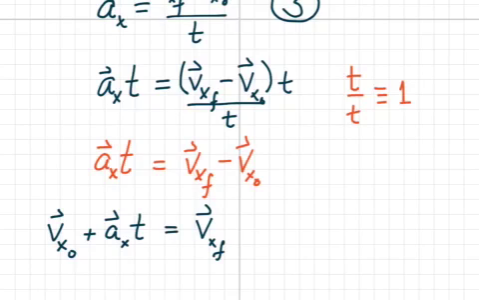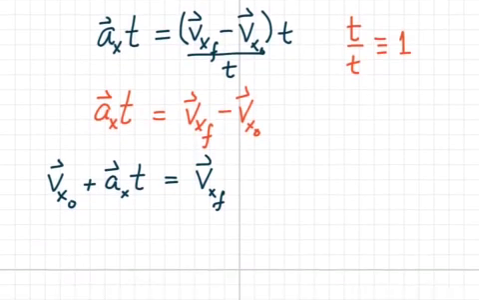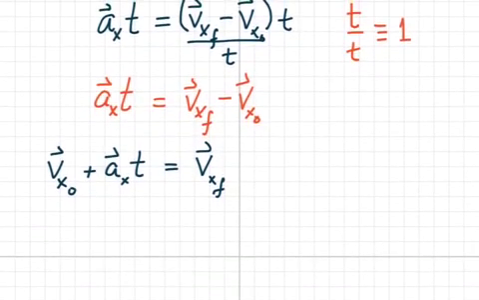So we'll end up calling this equation number, I believe, number 7. But since we're looking for the final velocity in the x direction, we want to put that final velocity variable on the left-hand side and everything else on the right-hand side. So we'll end up writing this.